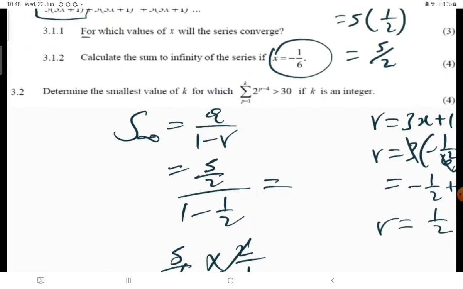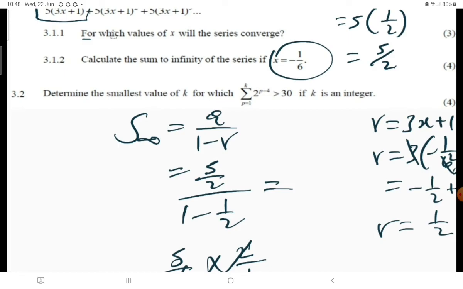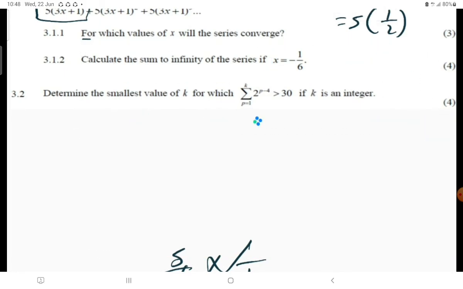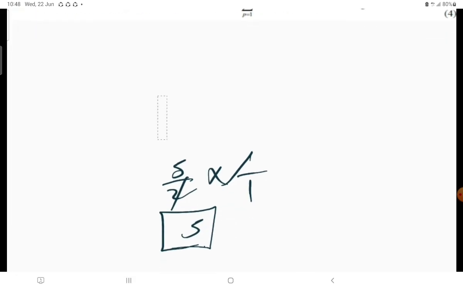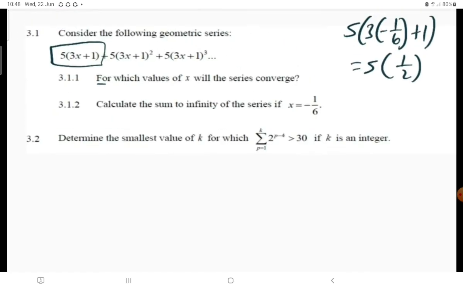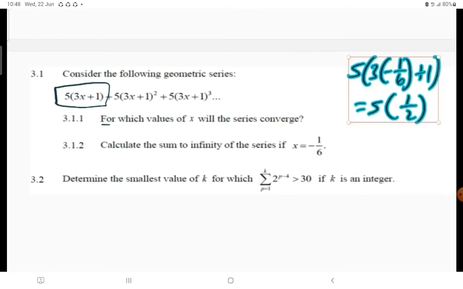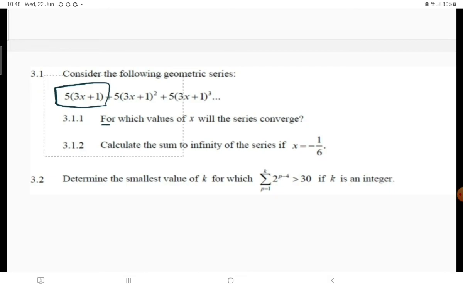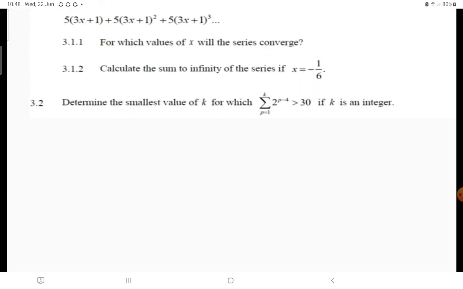So we are done with this one, ladies and gentlemen. Let's quickly go to the next question. The next question has sigma notation that we once dealt with, which means we won't have any struggles answering it, but let's just continue doing it. Determine the smallest value of k for which this sum is greater than 30 if k is an integer.